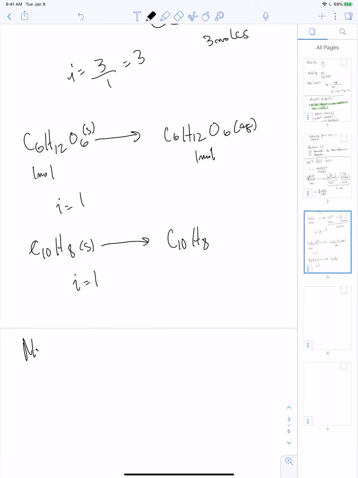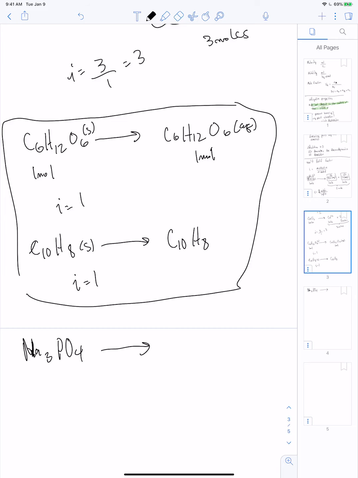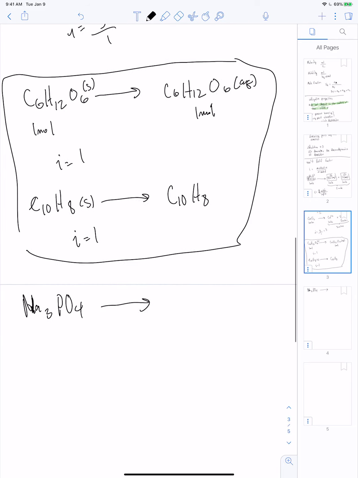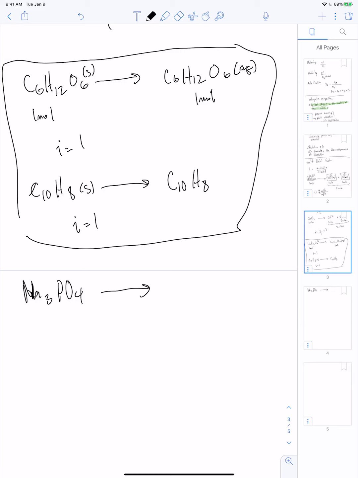One thing to watch out for is when you have something like sodium phosphate. Typically if you're dealing with organic compounds, your Van Hoff factor is just equal to 1. But ionic compounds are the ones that can be tricky. So if I have something like sodium phosphate, this breaks up into 3 sodiums and 1 phosphate. Don't let whatever's going on with the phosphate, the fact that it's got a 4 down there, trip you up. This ends up just being 4 moles from 1 mole, and so i ends up equaling 4.